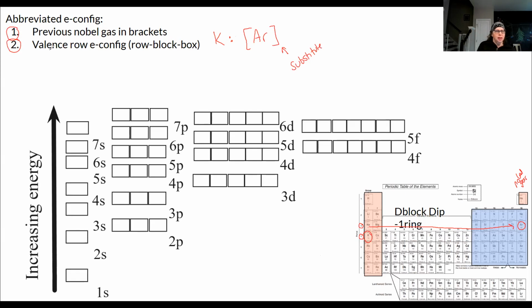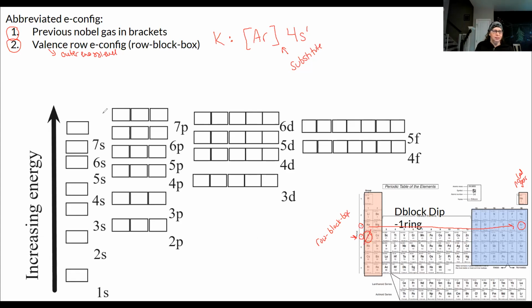What does the valence mean again? That is the outer energy level. So in this case, this would be period or row 4's electron configuration. And I'm still going to go row, block, box. So in this case, I'm only doing the row 4's. Row 4, the block is S, and the box is only the first one. Do count that first guy. So this is the abbreviated configuration of potassium.